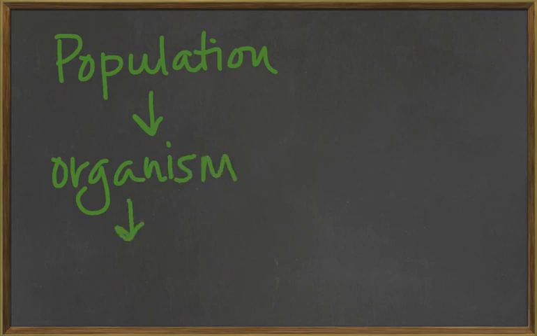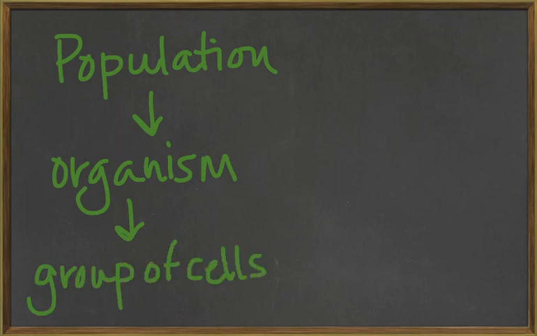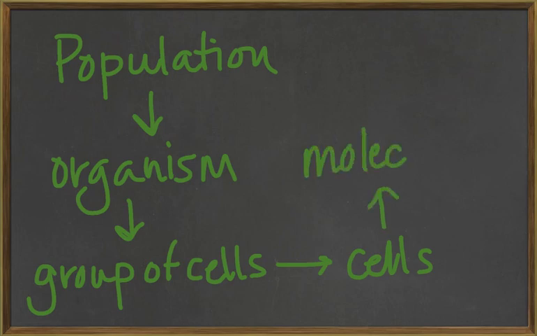Organism goes into group of cells. Cells then goes down into individual cells. And last but not least, cells you can break down into molecules. Now we will talk about each one of these as we go through lecture when I see you in class.